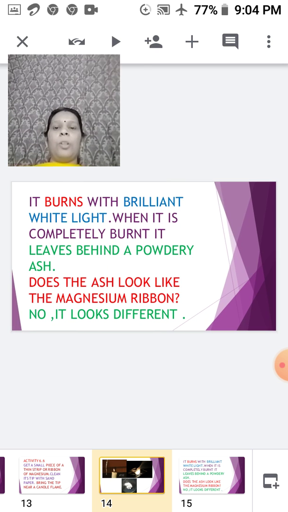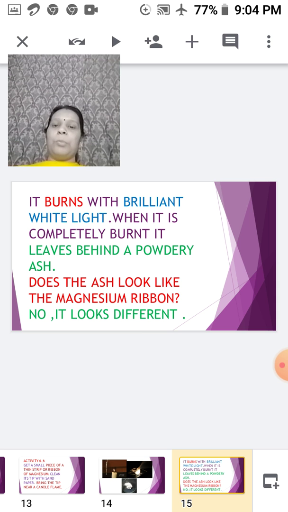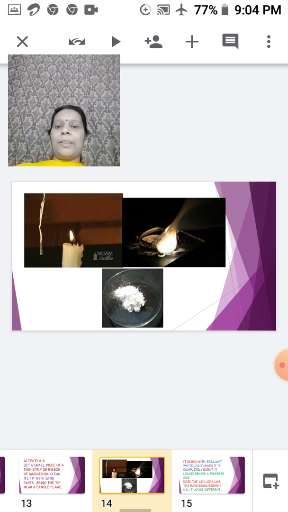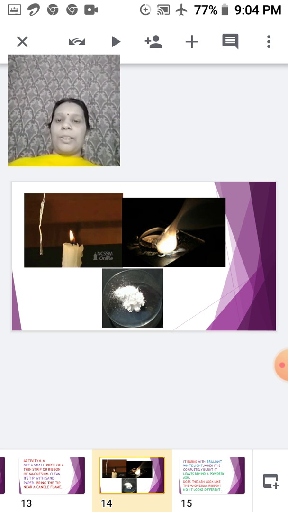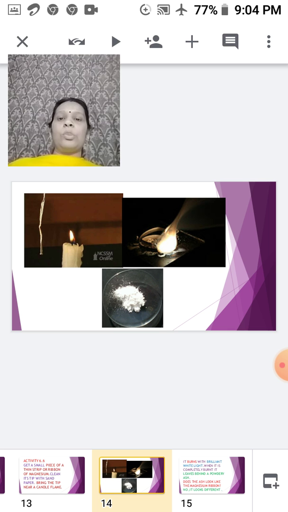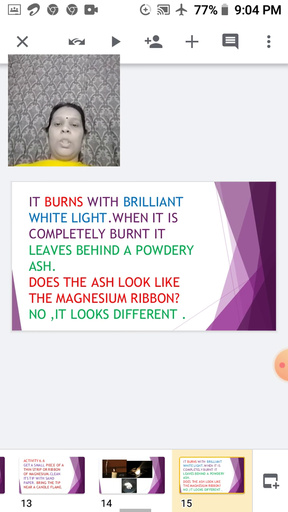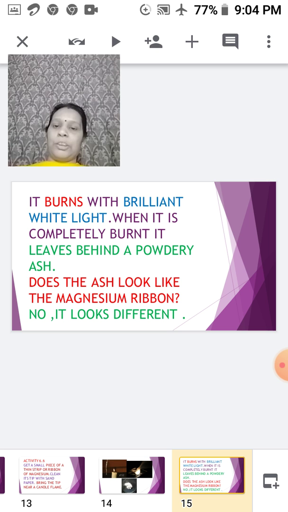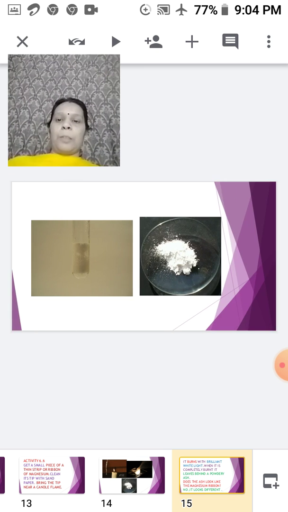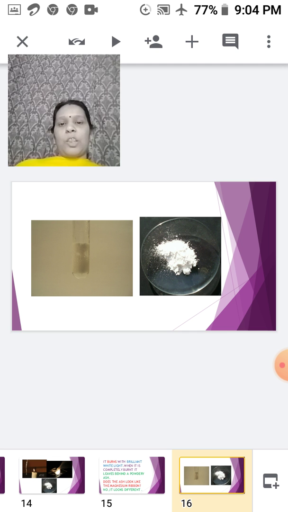So here what happens, when it is completely burned, it leaves behind a powdery ash. So here you can see your magnesium ribbon that was there at the beginning and the ash. Are both of these two things the same? No. Does the ash look like the magnesium ribbon? No. Both of them are different now. Now you can see we got the ash.